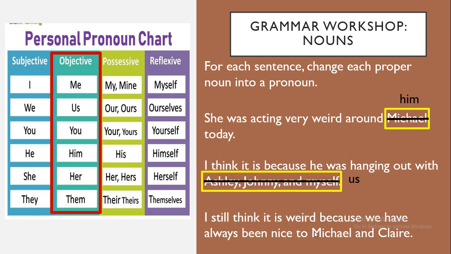And so you should have identified Michael and Claire as your proper nouns. And being that they're plural and you are not included, it would be them. I still think it is weird because we have always been nice to them. Hopefully, you got all of those correct. Go ahead and make sure you have these down in your notes, these examples.